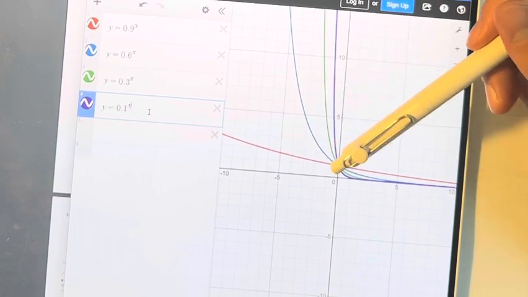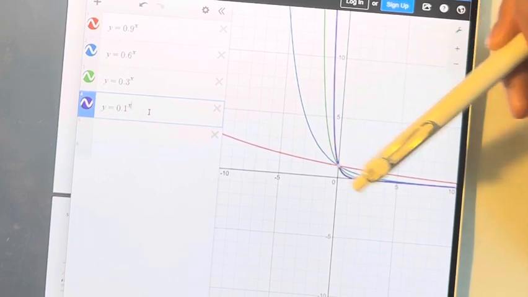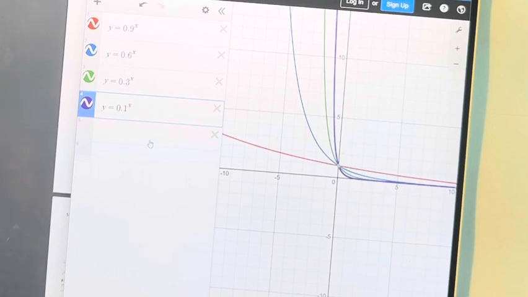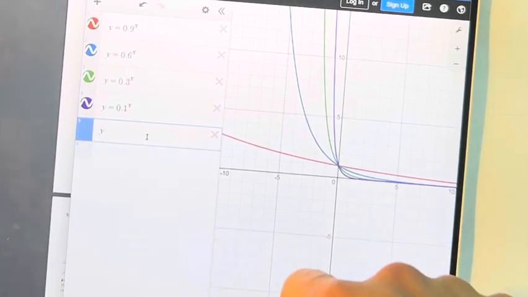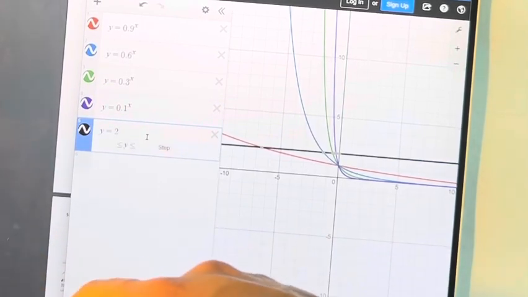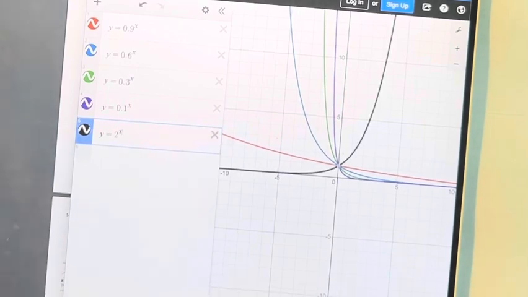We can still see that they all go through the point (0, 1). And then they are the exact opposite of a function like y equals 2 to the x, which is starting off at 0 and going off to infinity. So they all look different, but they're all related to each other and directly opposite to any of these exponential functions with a value greater than 1 in the base.